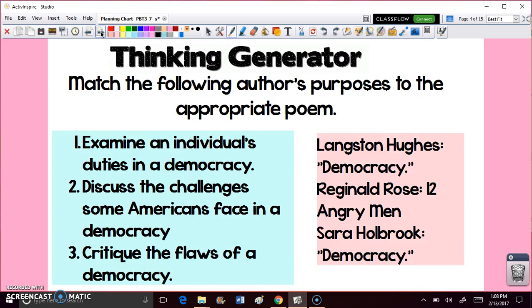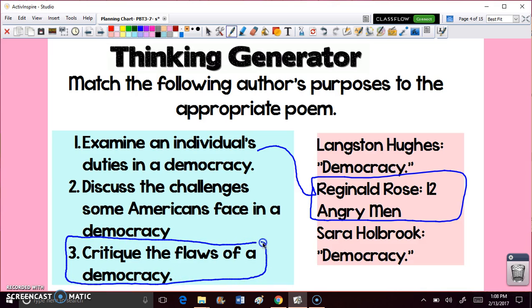All right, so in today's thinking generator, we talked about some of the overall purposes that each of the poets and the playwright used to develop their texts. So we matched up examining an individual's duties in a democracy to Reginald Rose. And then we talked about how critiquing the flaws of a democracy really matched Sarah Holbrook very well. And that discussing the challenges some Americans face really matches Langston Hughes.